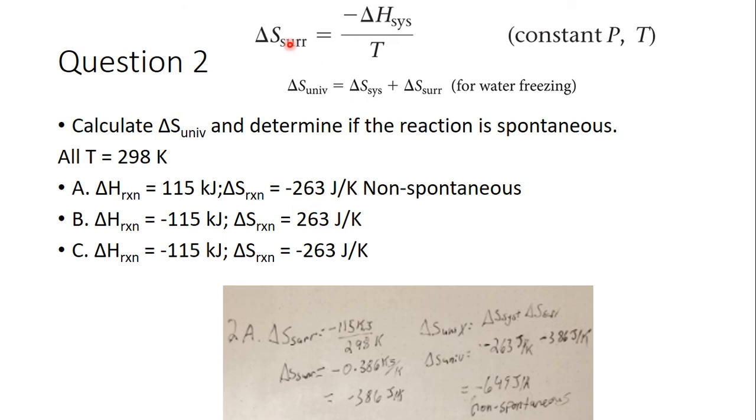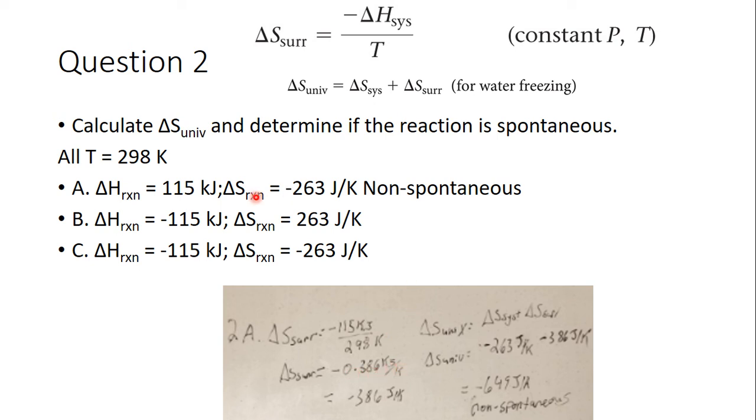Let's do delta S surroundings. So I do negative delta H, since delta H was positive, so negative 115 kilojoules divided by our temperature, which is 298, to get negative 0.386 kilojoules per mole.